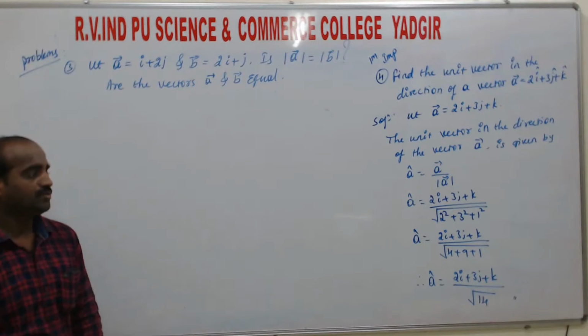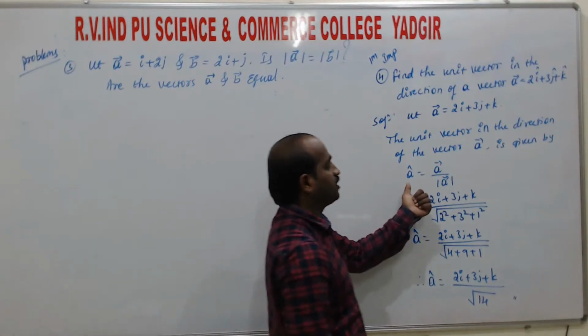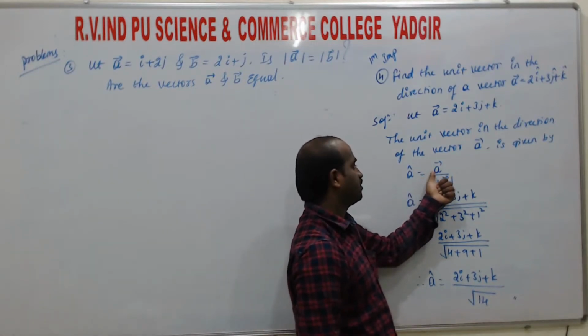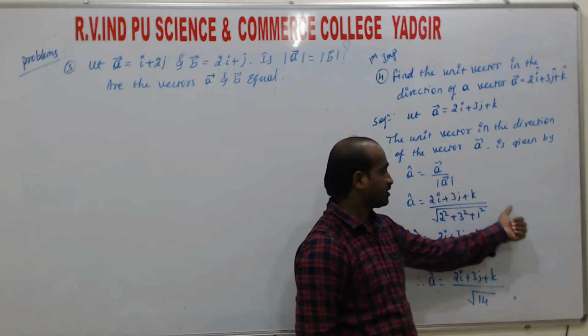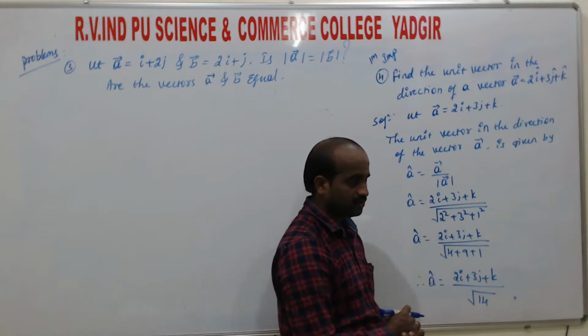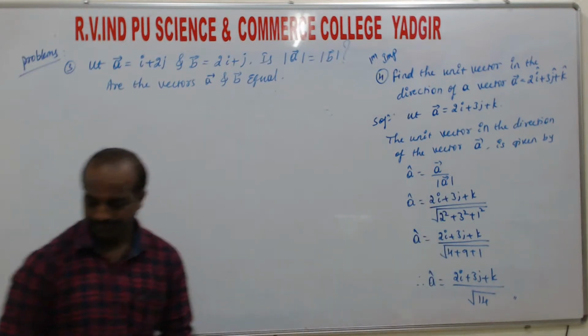This is a one mark question. Directly we take the required unit vector a cap equal to a divided by magnitude of a vector. Separately we have to find the magnitude of a vector and substitute it in this. Okay, this is a cap.